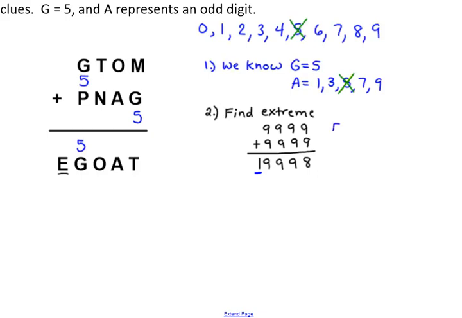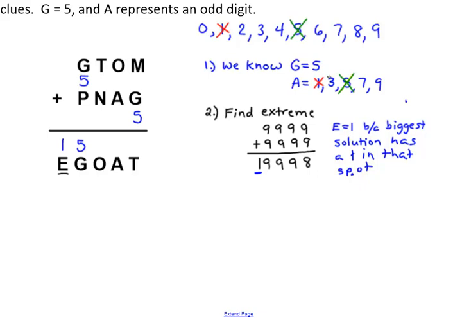So I'm going to write down a little statement. E equals 1 because the biggest solution has a 1 in that spot. Okay, so E equals 1. So I'm going to put a 1 here, and I'm going to cross off the 1. Done. So we found E.